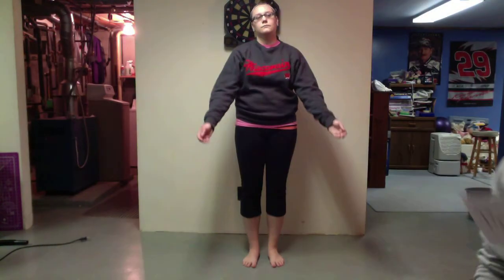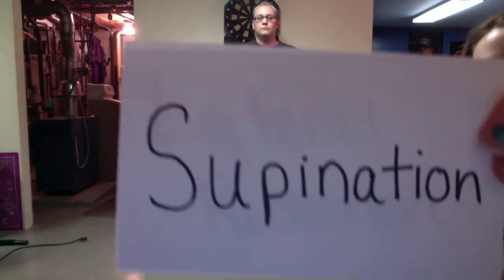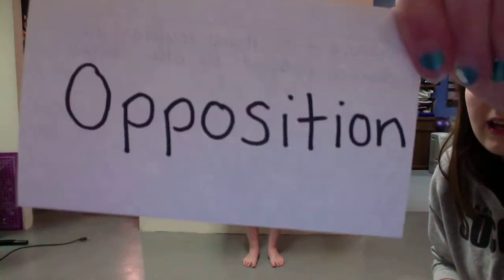Pronation. The anterior surface of a limb turns towards the long axis of the trunk. Supination. Anterior surface of a limb is turned away from the long axis of the trunk. Opposition. Movement of the thumb towards the palm or pads of the other fingers.